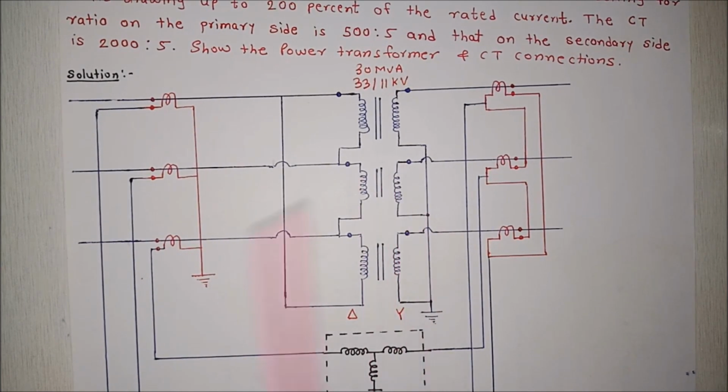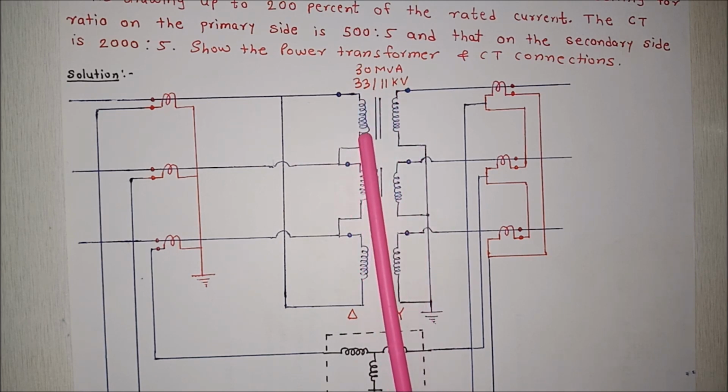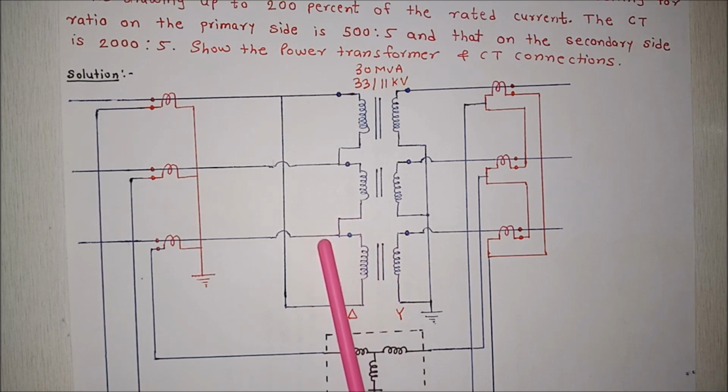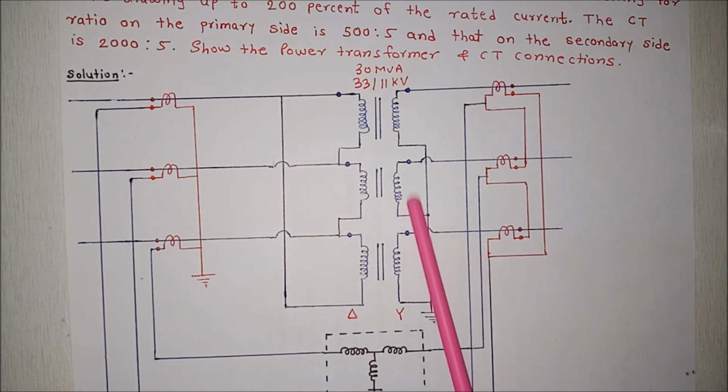Now as you can see, dot markings are shown on the power transformer. So non-dot of one phase is connected to dot of next, non-dot of next is connected to dot of third phase, and non-dot of third phase is connected to dot terminal of first phase, means it is connected in delta. If you consider the secondary side, it is connected in Y. So there is one common point, one neutral point which is usually connected to ground.